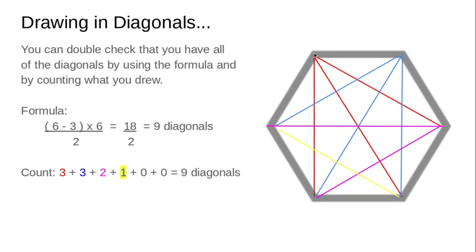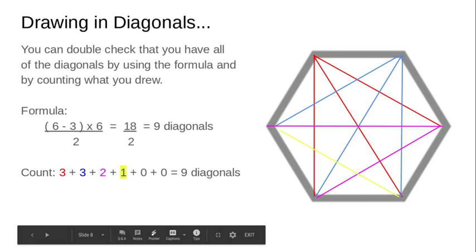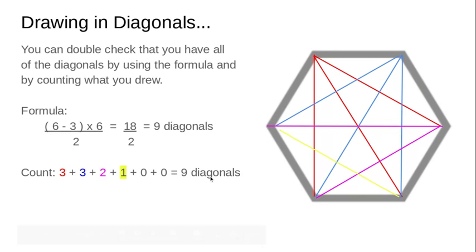And then from this vertex, I drew 3. Go around to the right, I drew 3. Here in this purple one, I only drew 2. In this mustard color, I only drew 1. And then at the last 2, I didn't draw anything at all. So I just add those up and find out I drew 9 diagonals.